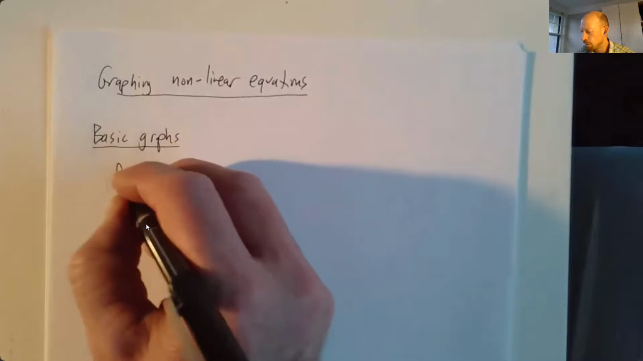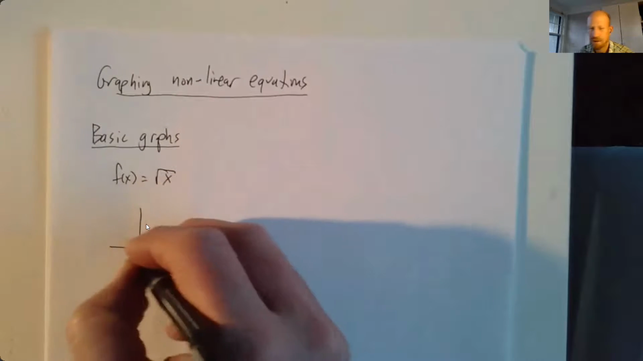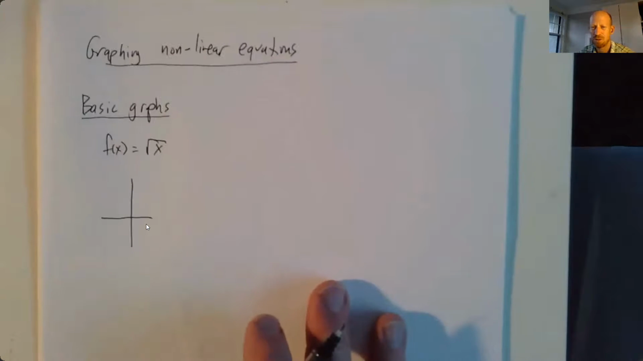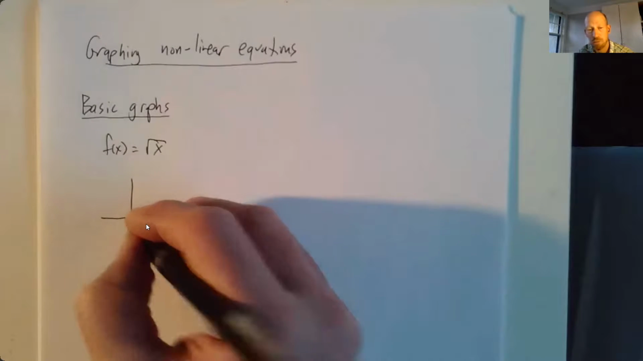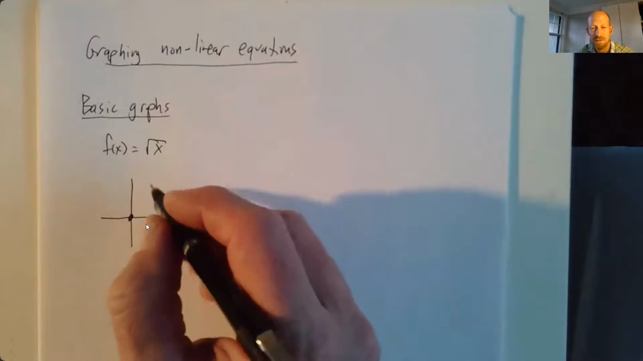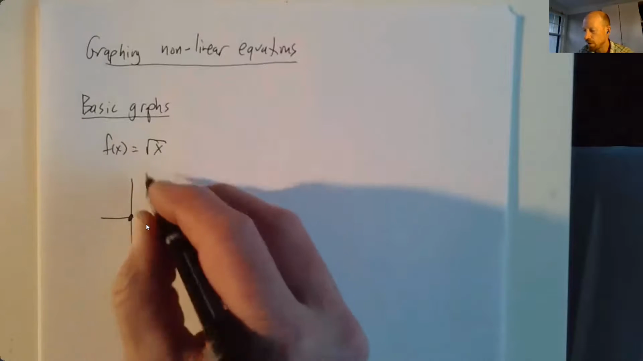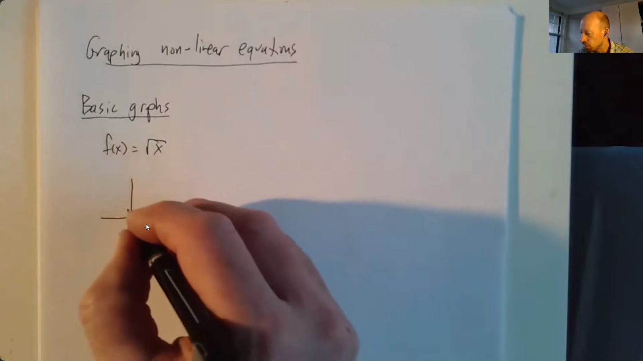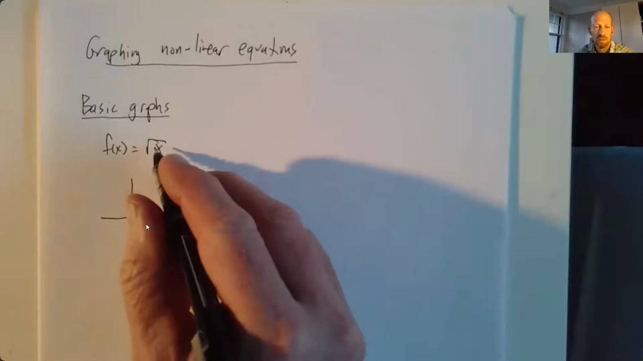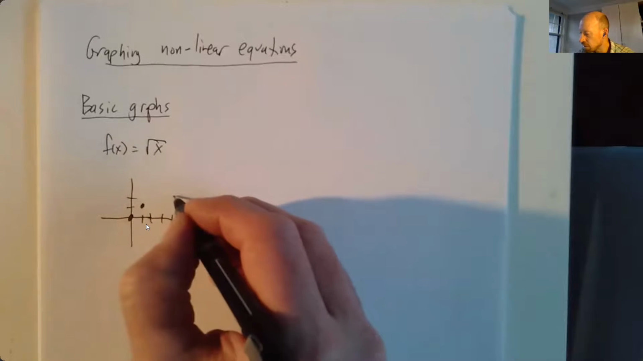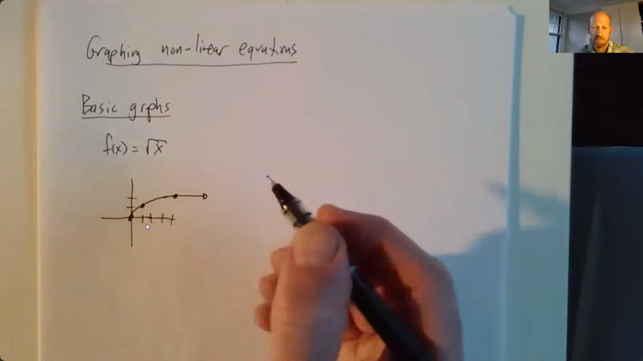So f of x equals the square root of x is one of these basic graphs. Basic just meaning kind of like a building block. If you start with the square root and you just plot points, so if I just pick x is 0, the square root of 0 is 0, and that gives me 1 point. X is 1, the square root of 1 is 1, so that's another point. X is 4, square root of 4 is 2, that's another point. If I just keep plotting all these points, I get a graph that looks like this.